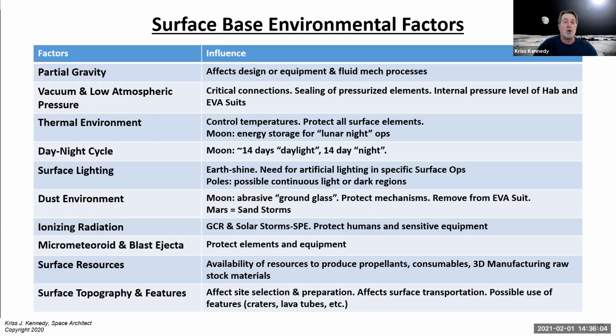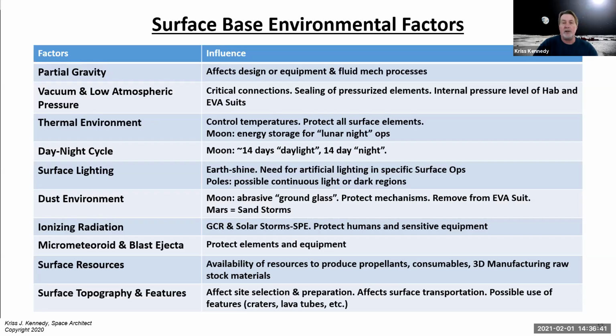However, at night there is earth shine and you can see somewhat, but you certainly do not have the capability to collect solar power if you're in that region. Now, if you're at the South Pole at one of the high points topography-wise, you possibly can have sunlight all the time, which is great for solar power systems. Again, the surface lighting: keep in mind that there is earth shine, but you will need some artificial lighting, especially in those areas where it's dark or shadowed.